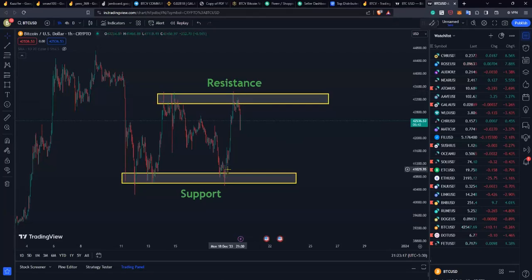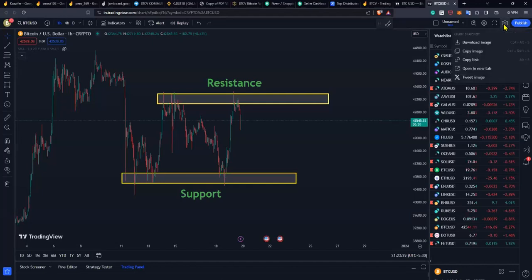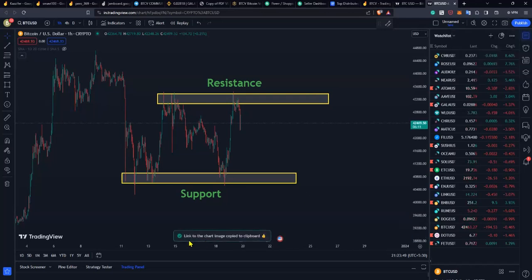Draw resistance, draw support. Then you can see this camera icon on the top right corner. Take a snapshot, it says. If you click on it, you will see different options: download image, copy link, open in a new tab, tweet image, and everything. What I can do is copy the link. Of course, you can also download the image if you want. But the easier one is copy link. It says link to the chart image copied to clipboard.